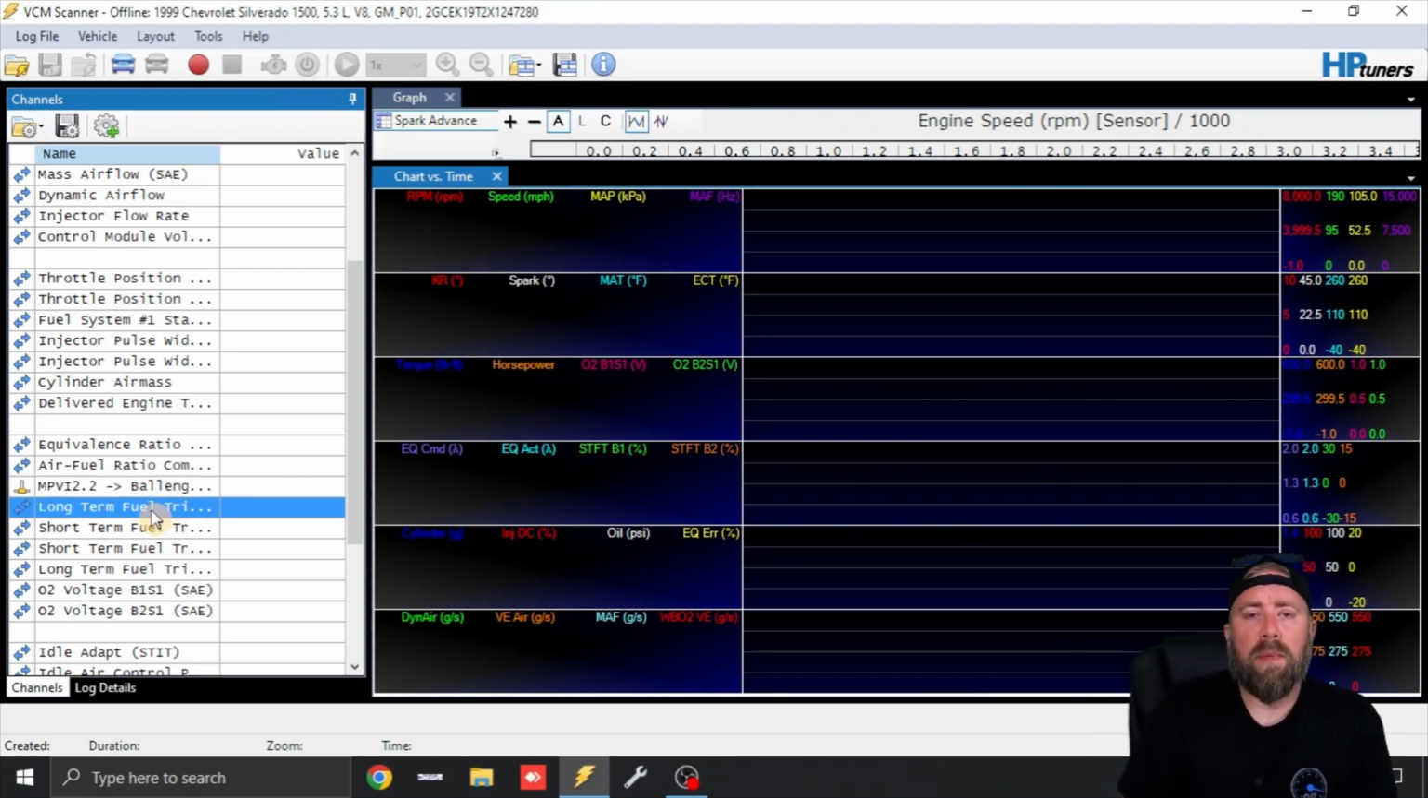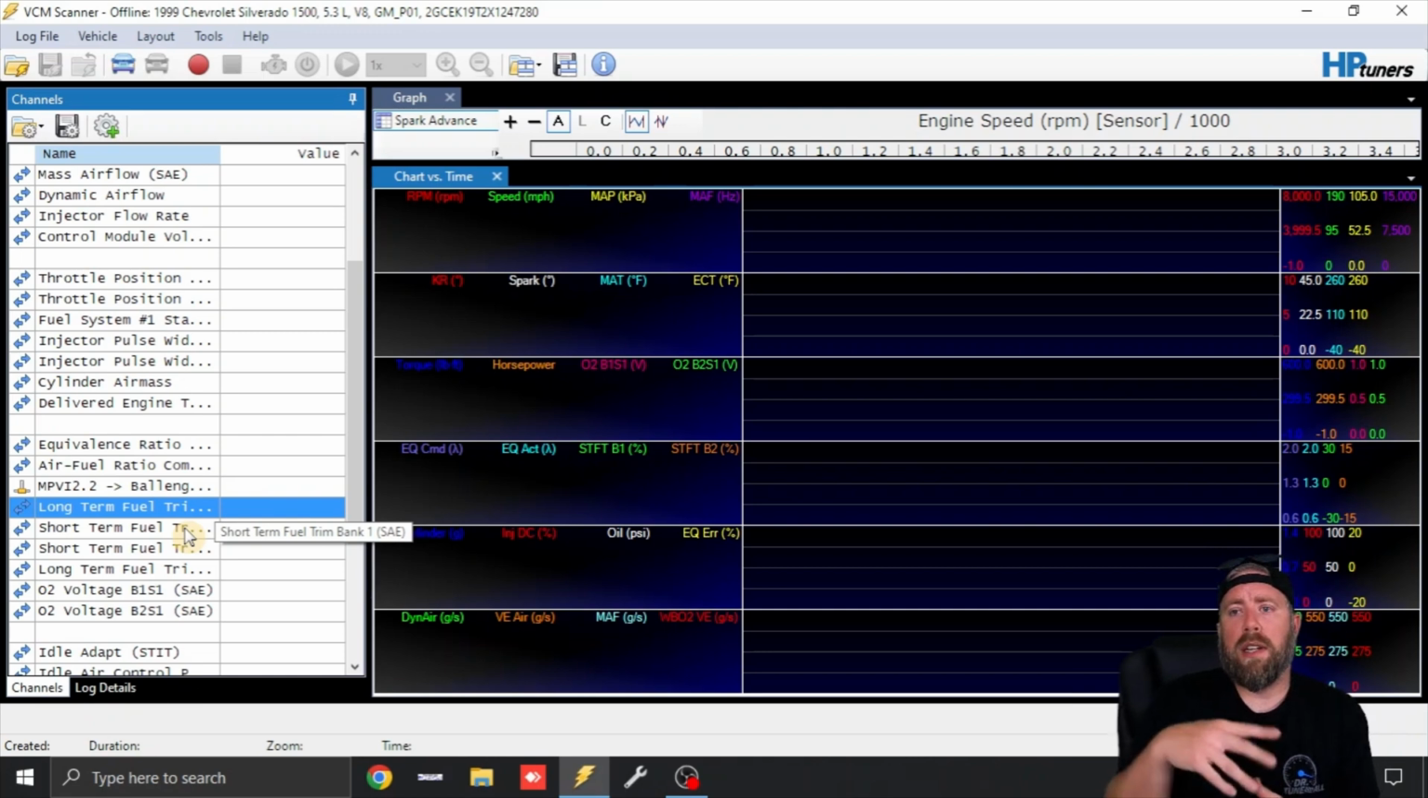Next one's going to be long-term fuel trims. Bank 1, that is your closed loop fuel corrections in a long-term event. So say you're cruising down the road and your vehicle is constantly adding 10% fuel. Eventually your long-term fuel trims will catch up and this will add the 10% fuel. Short-term fuel trims, this is your immediate controls.